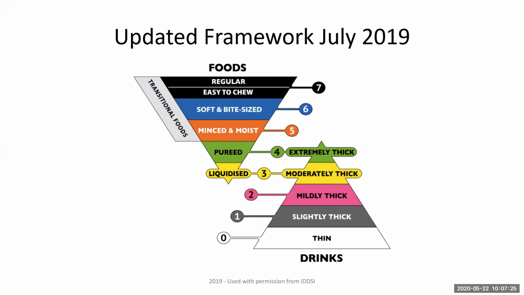At first glance, it is easy to think there are 8 texture and thickness levels, each numbered from 0 to level 7. However, if you look closely at the framework, you can see that levels 3 and 4 refer to both a food and a drink. In addition, as mentioned, level 7 includes both regular and easy to chew foods. And there is a category of transitional foods on the left of the food triangle. If you add them all up, there are actually 12 distinct categories of food and drink within the IDDSI framework, 5 drink levels, plus 6 food levels, plus transitional foods.